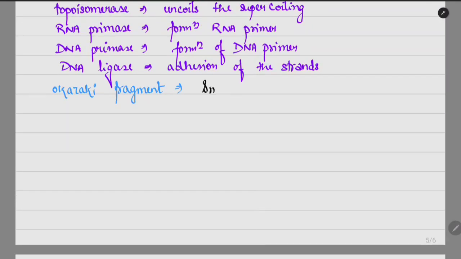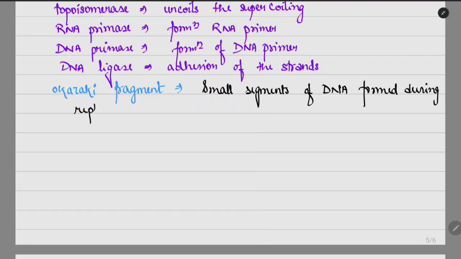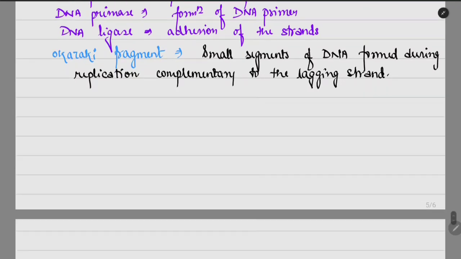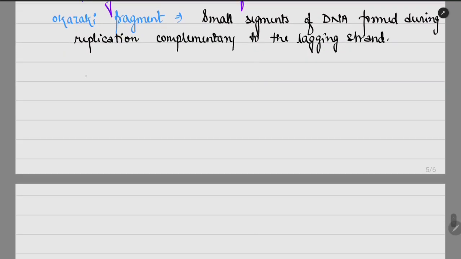It is small segments of DNA formed during replication complementary to the lagging strand. These small segments of DNA are later attached together by the help of DNA ligase, as I said earlier. So if I show you a diagram here, I should use another color.